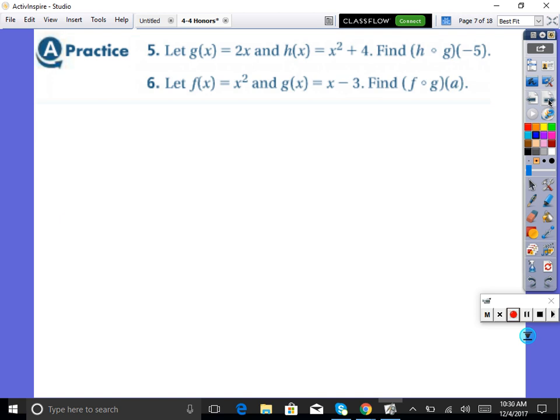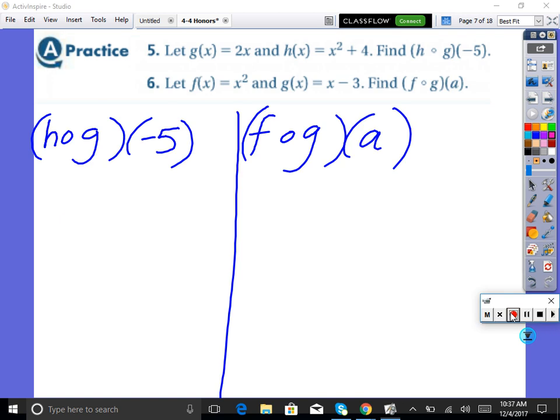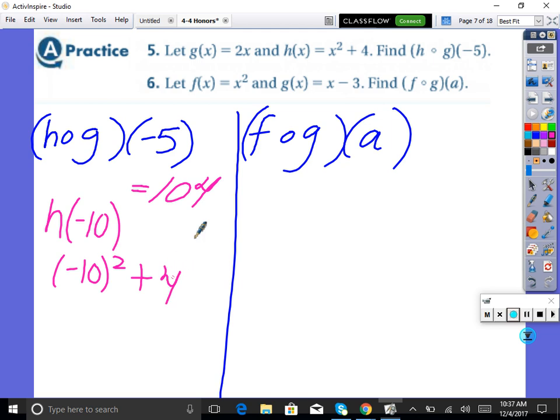Okay, try these 2. Ready, set, go. Do we have an answer over here? What'd you get? 104. Very good. That is true. So you did g of -5, which would have been -10, wouldn't it have? So h of -10 would have been -10 squared plus 4, which is 104. You're awesome. How about f of g of a?